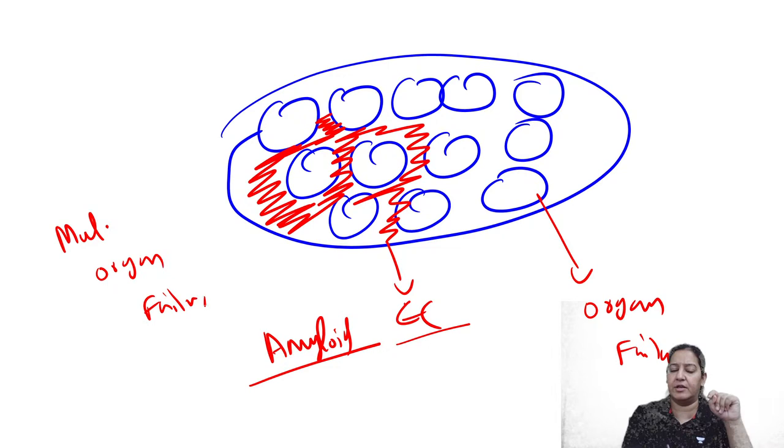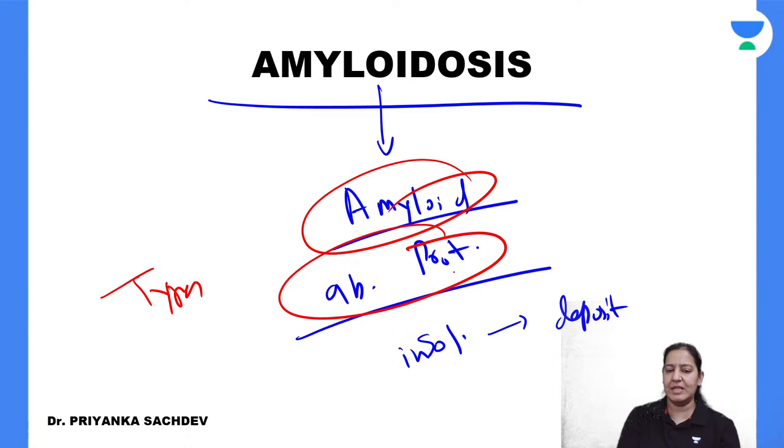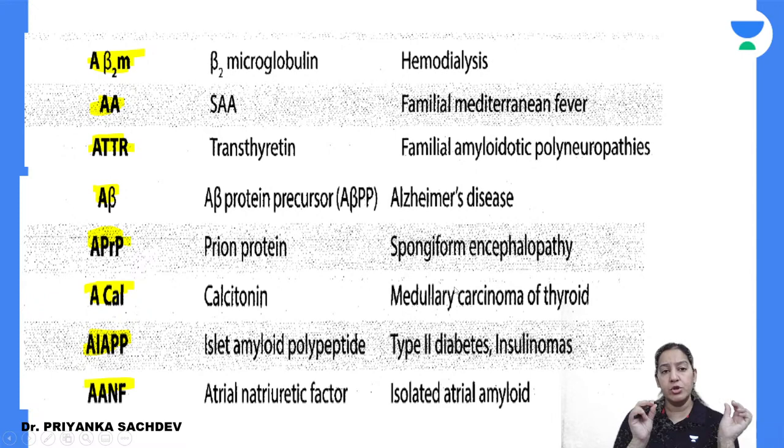Now, what is the point here on which MCQs come? What are the points on which MCQs come in amyloidosis? So, what are the types of amyloid protein? All amyloid proteins are abnormal proteins that will cause organ failure. But these are the various types of amyloid. So you should learn that for each type of amyloid, there is a trigger. Why is this protein formed in the body?